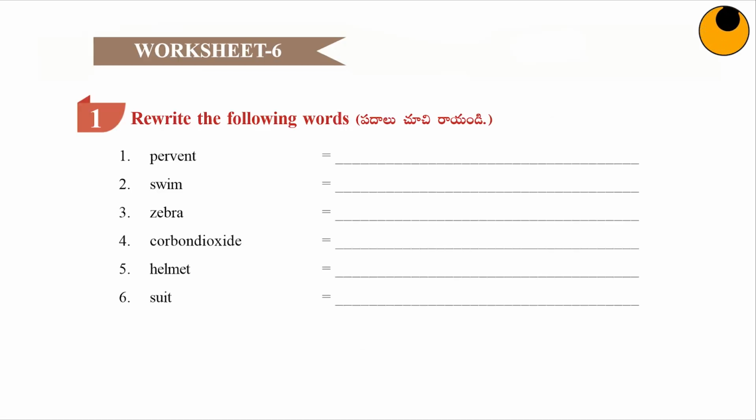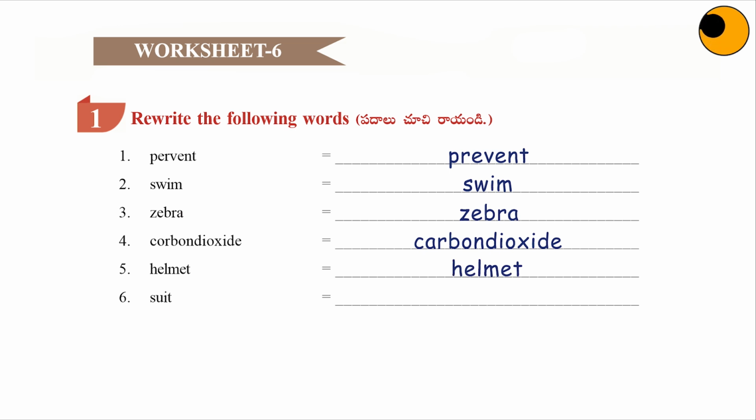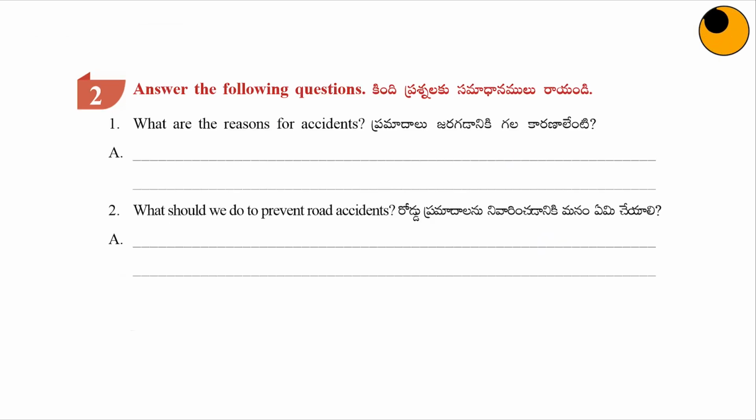Worksheet 6. Rewrite the following words. ఈ పదాలను చూసి రాయండి. స్పష్టంగా పలకండి. ప్రివెంట్, స్విమ్, జీబ్రా, కార్బన్ డయాక్సైడ్, హెల్మెట్, సూట్. ఆన్సర్ ద ఫాలోయింగ్ క్వశ్చన్స్. ఈ ప్రశ్నలకు సమాధానాలు రాయండి.